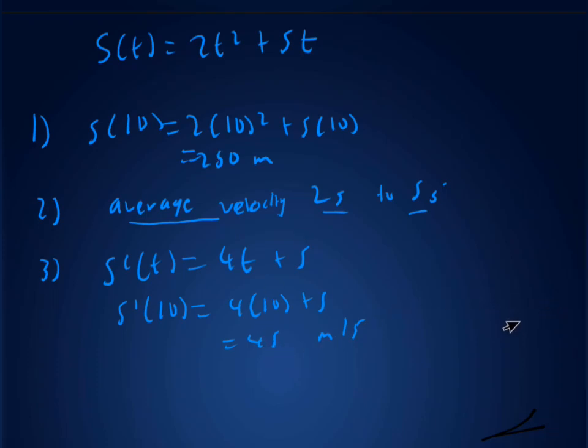So now let's go further from here. Let's say they ask you for the acceleration at that same 10 seconds. So we've got a problem. We're given a distance time graph, but all of a sudden they ask us for acceleration. But we know something. We know that the derivative of a distance time graph is a velocity time graph, and the derivative of the velocity time graph is the acceleration time graph.